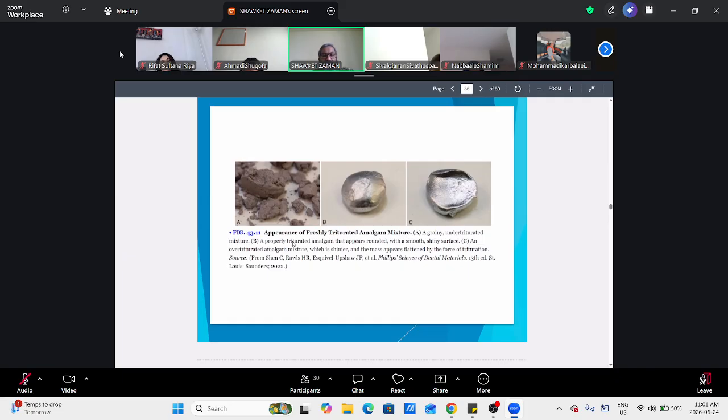A properly triturated amalgam appears rounded with a smooth, shiny surface. Over triturated amalgam is shinier, but the mass appears flattened, unlike a proper trituration. So these are the differences between these three mixing conditions. Okay, so this is about the amalgam mixture.